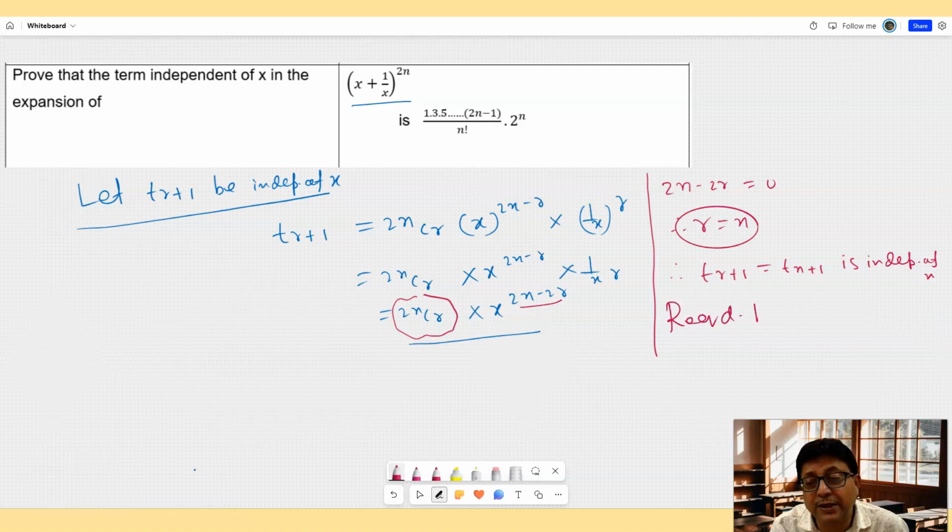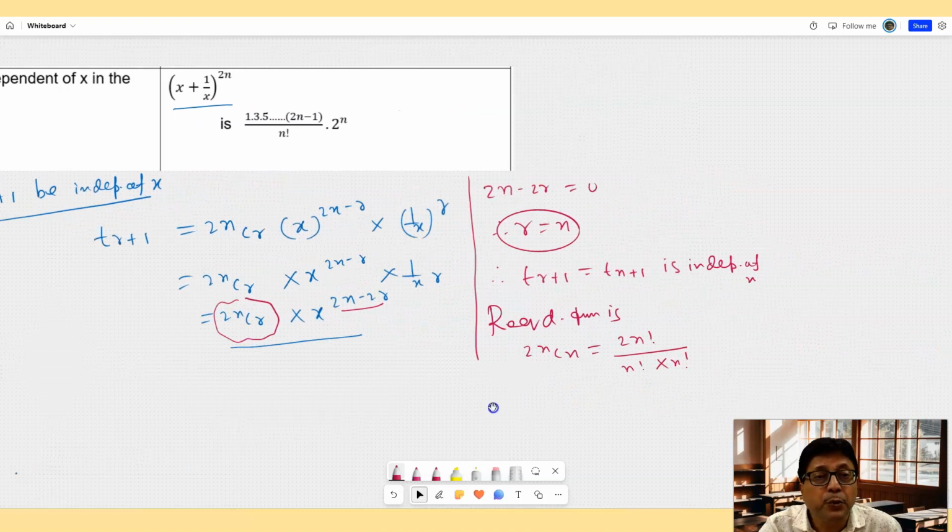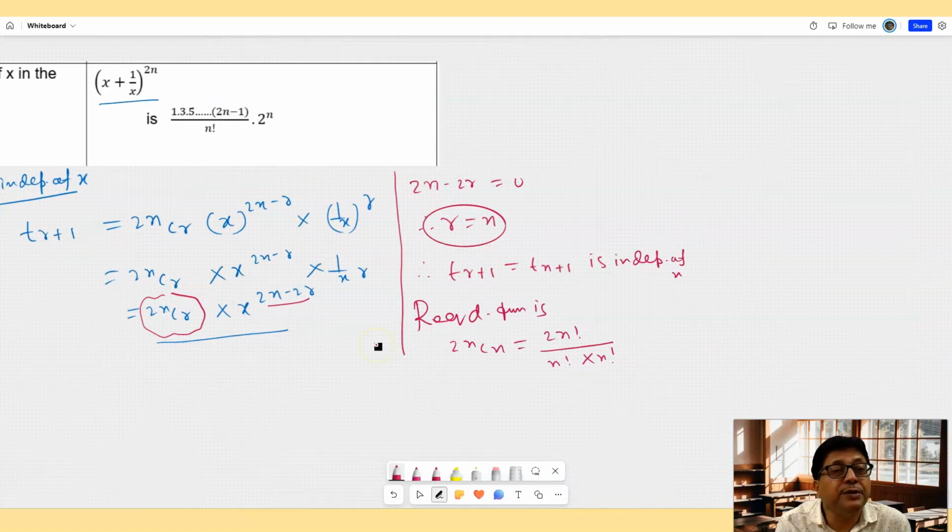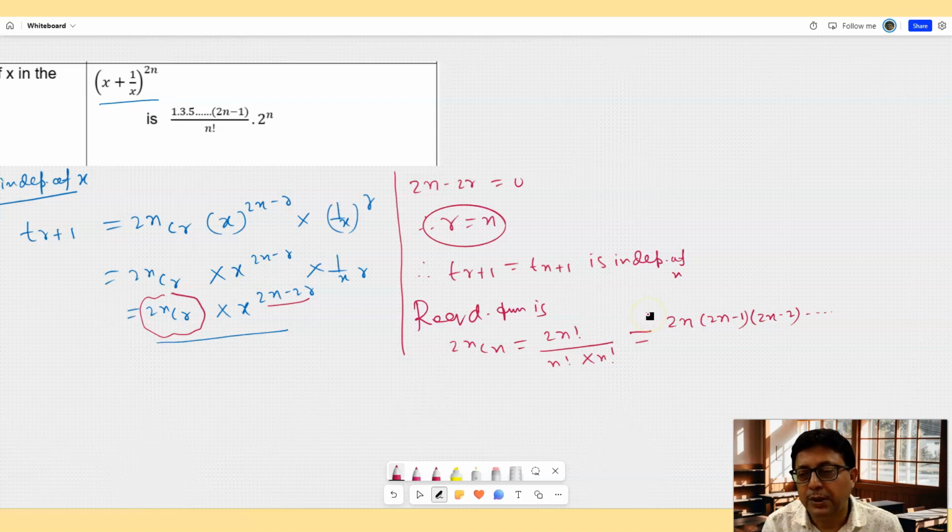Required term is 2nCn, which is nothing but (2n)! by n! n!. We will try to show that this one is of the form 1, 3, 5, up to 2n minus 1, like this. How to? We are just simplifying it. We are writing this one as 2n, 2n minus 1, 2n minus 2, and so on down to 6, 5, 4, 3, 2, 1. Why? You will understand easily. It is n! n!.